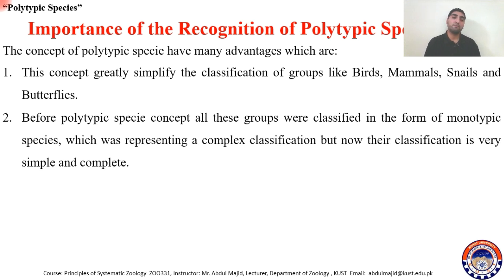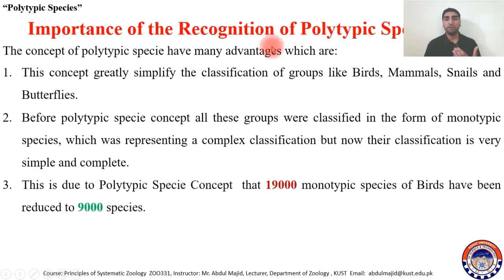Before the polytypic species concept, all these groups were classified in the form of monotypic species. So the Pakistani lark was considered a different species. The European was considered a different species. The Chinese was considered a different species. But when this polytypic species taxa was introduced, it reduced the huge number of species to a minimum, which was representing a complex classification. When you have many species, the classification is complex, and when you have fewer species, the classification will be simple. Now the classification is very simple and complete by introducing this polytypic species.